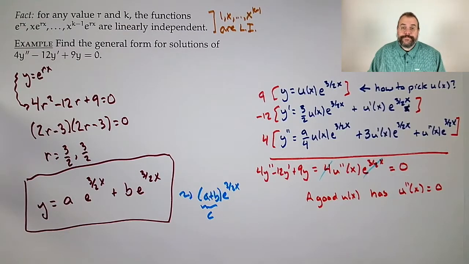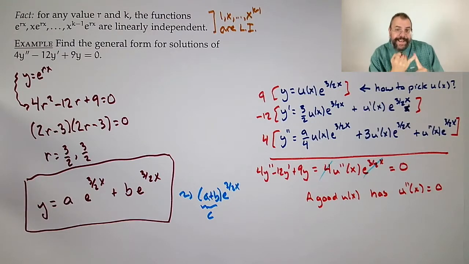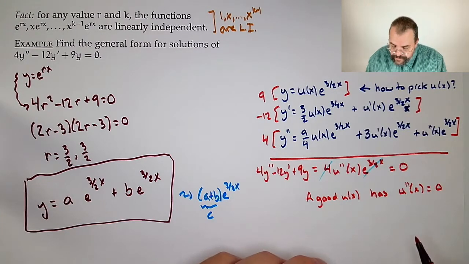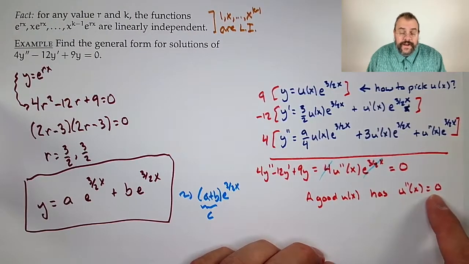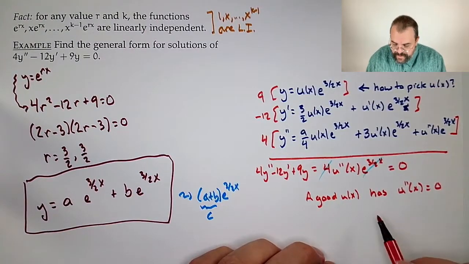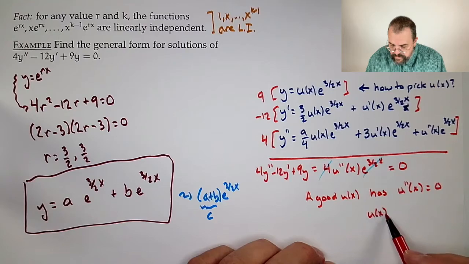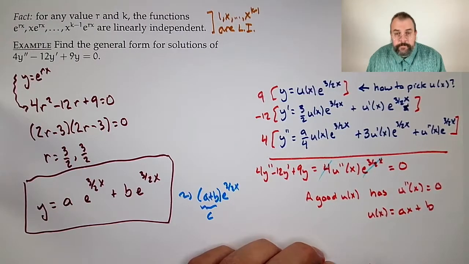Okay, so now we start thinking, what functions have the property that when we take the second derivative, we get 0? 1 has that. Anything else? x has it as well. If you wanted to, you could even just integrate this twice. If you integrate it once, you'll get a constant. Integrate it a second time, you'll get a constant times x plus a new constant. So u of x has the form ax plus b.